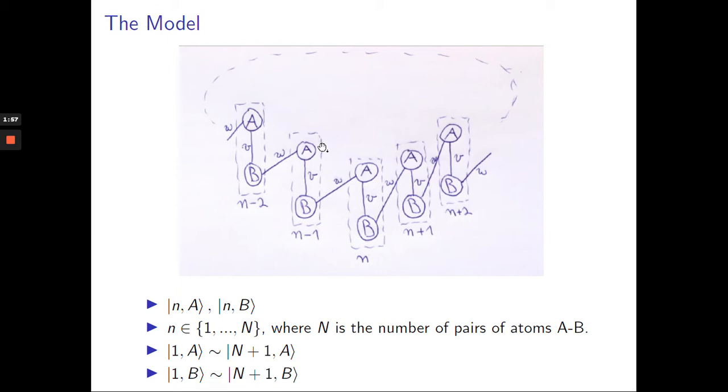Now, suppose our electron is in this atom A. It will have some probability, which depends on this hopping amplitude V, to jump to atom B. And this is symmetric, so if our electron is here, it will have exactly the same probability of jumping to atom A. And if we have an electron here, it will have a probability of jumping to the A of the next pair, which is given by W. So we have this hopping between atoms of the same pair, and this hopping between atoms of different pairs.